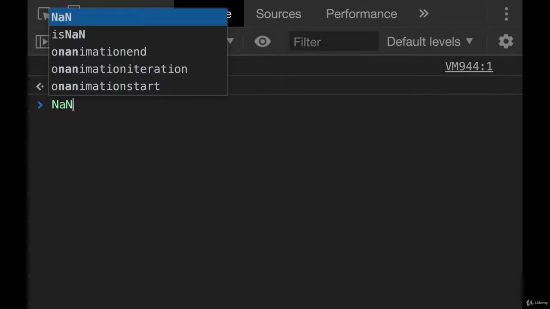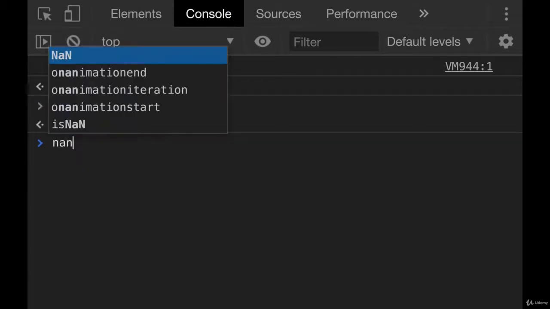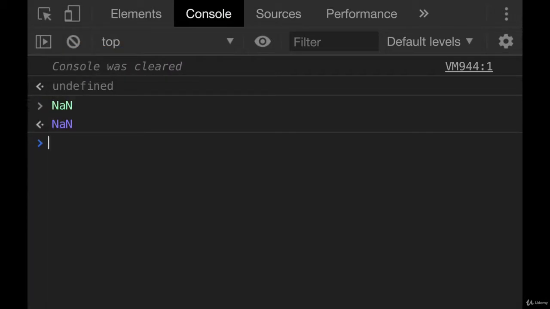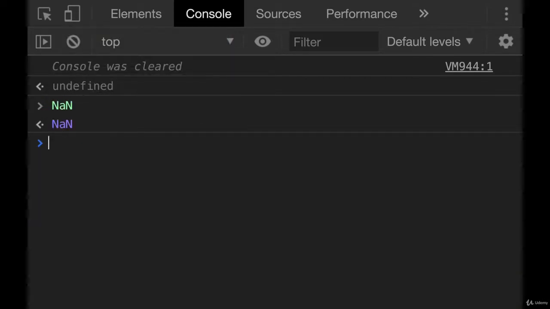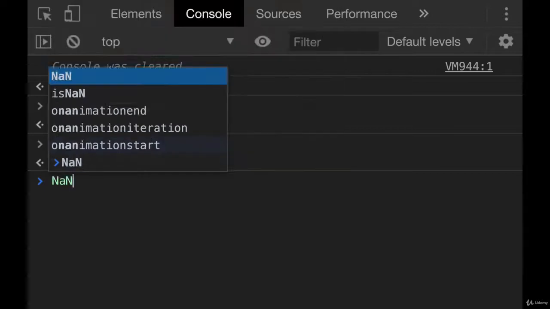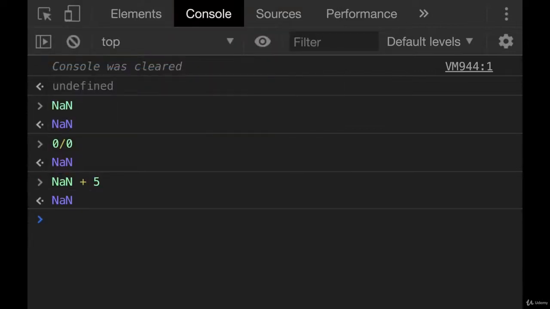So you can type not a number like this. It is capital N-A-N. If you did N-A-N like this, it's not really going to work. It needs to be capitalized correctly. It's a very special value in JavaScript, and it is a number, as I mentioned already. If we do 0 divided by 0, we get not a number. If we take not a number, we add 5, it's still not a number.